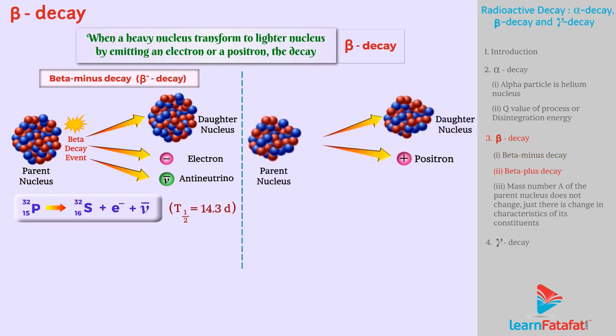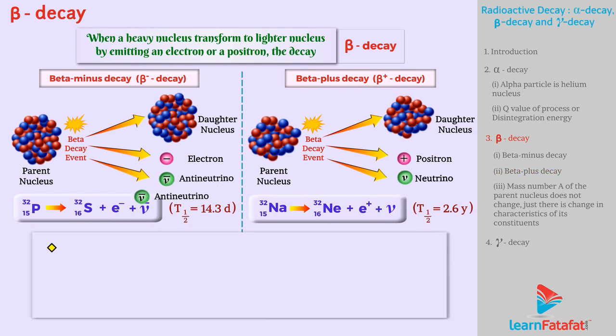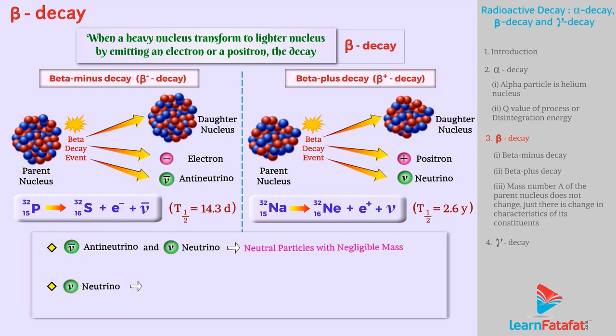If a positron is emitted by the nucleus along with a neutrino, then the beta decay process is beta plus decay. The antineutrino and neutrino are neutral particles with negligible mass. Neutrinos interact very weakly with matter. This is the reason why they can even penetrate the earth without being observed, and why they can't be detected easily.